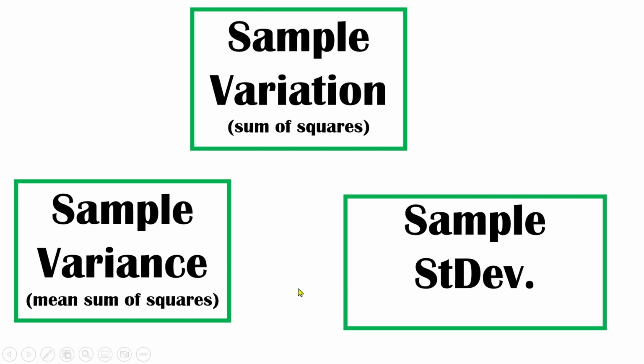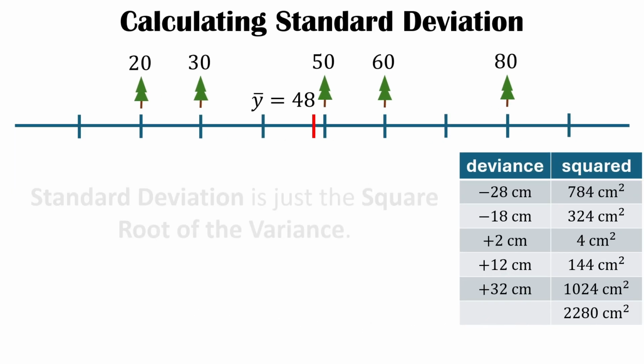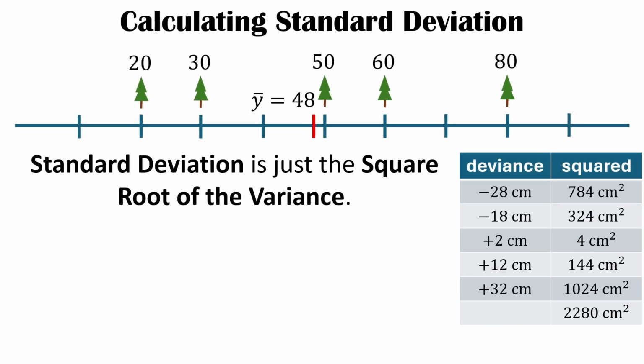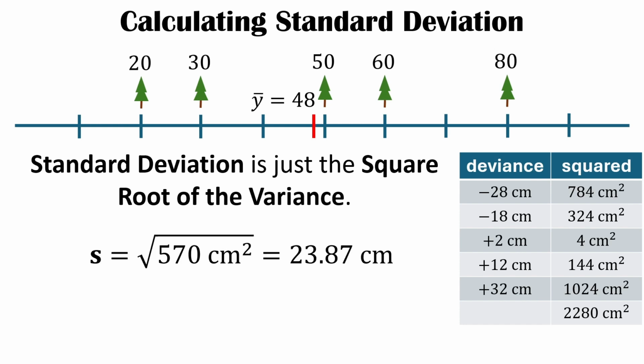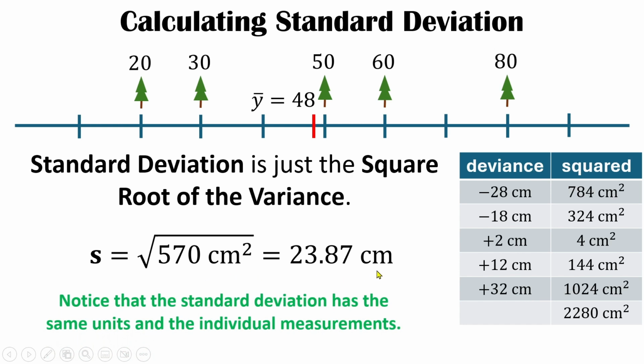Now let's go on to the sample standard deviation. You have probably seen sample standard deviation in a previous course. So this is going to look familiar to you. What is the sample standard deviation? It's just the square root of the variance. And so the sample standard deviation is the square root of that variance that we calculated previously. Notice that the standard deviation has the same units as the individual measurements. That's one of the things that makes standard deviation a very convenient way to measure the spread of your data.